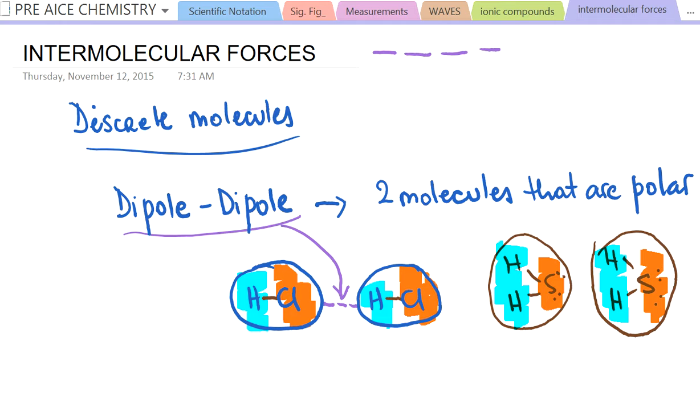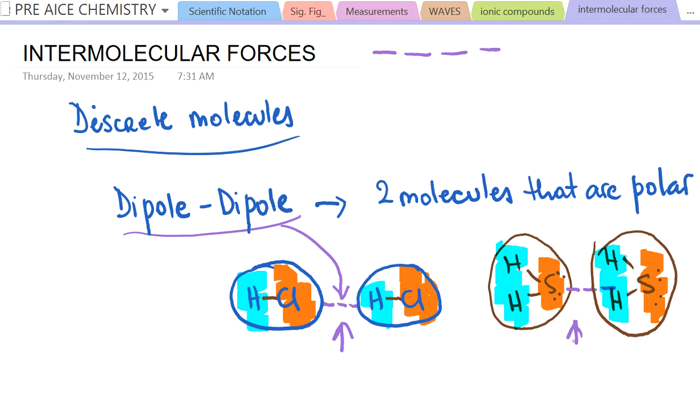The same thing. Okay? So the bigger the attraction, the bigger the melting and boiling points are going to be. Why is that? Because when we melt something, we are not breaking the bonds inside the molecule. We are breaking the intermolecular forces to separate them so they can escape as a gas.